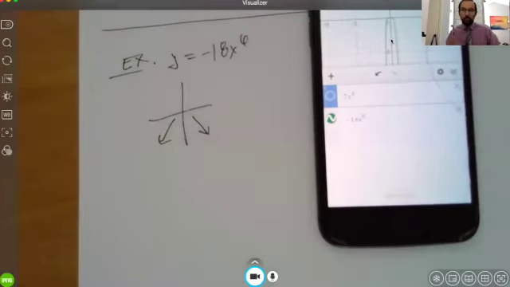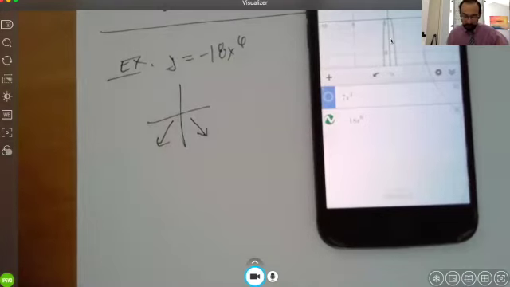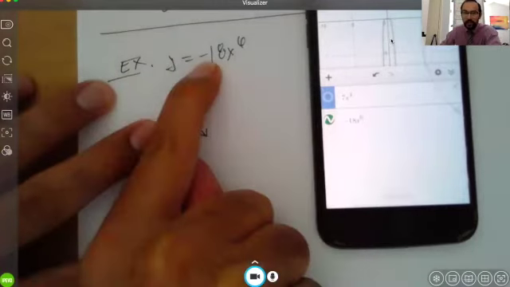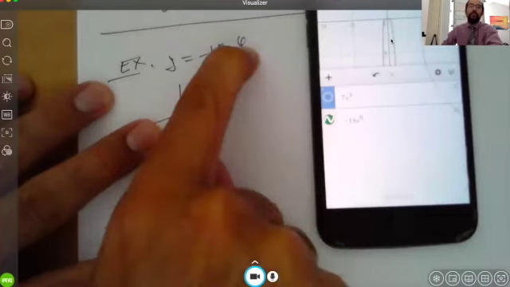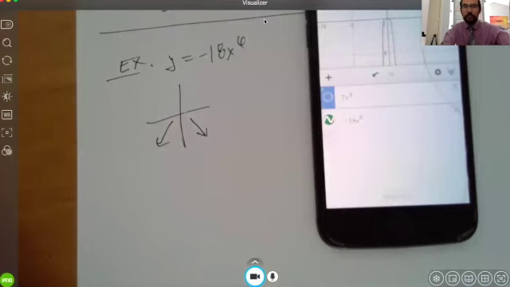So what I want you guys to think about now is, what connection can you make about the sign of the function and the degree of the function with its end behavior? So in other words, how does this sign, positive or negative, and this degree affect the end behavior? Think about that for just a little bit. Try to write down a hypothesis.